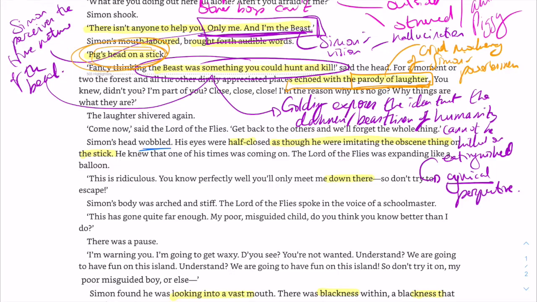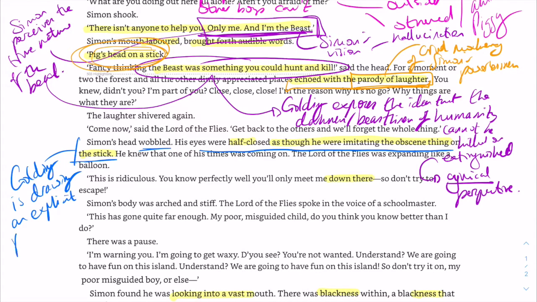And we have here an image that is really a means through which Golding is drawing the association and the parallel between this rotting pig's head and the boys. He's making it more clear. Because we have here, his eyes were half closed, Simon's eyes were half closed, as though he were imitating the obscene thing on the stick. So Golding is now drawing an explicit parallel between the Lord of the Flies and the boys themselves.